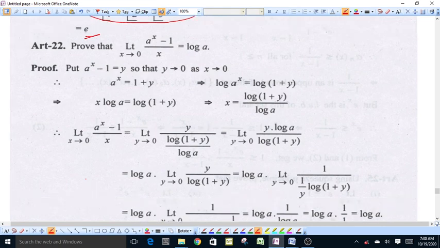Now this is also an important limit. The limit of (a^x minus 1) upon x as x approaches 0 is equal to log of a. If we put a raised to power x minus 1 equal to y, then y approaches 0 as x approaches 0. If we take x equal to 0, then the value of y comes out to be 0. This means as x approaches 0, y approaches 0.